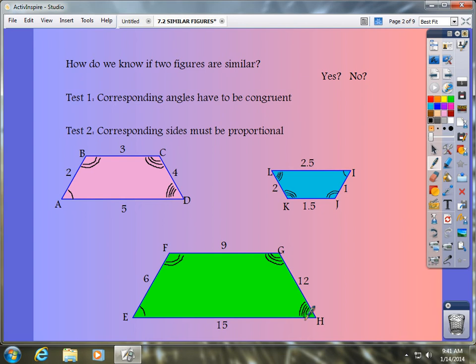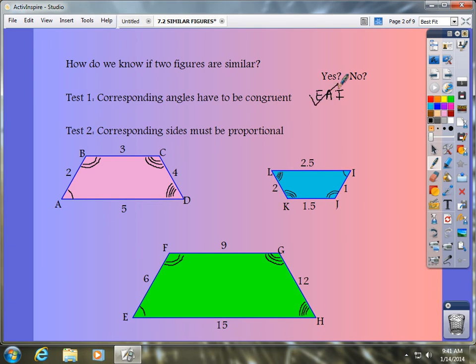E, A, and I. B, J, and F. C, K, and G. And finally D, L, and H. They're all corresponding and they're all congruent. Okay, that's what the little bars and the angles mean. Now the second test, so this right here is a great big yes.